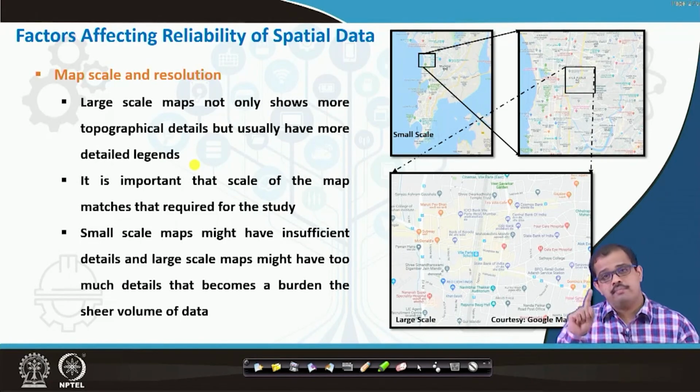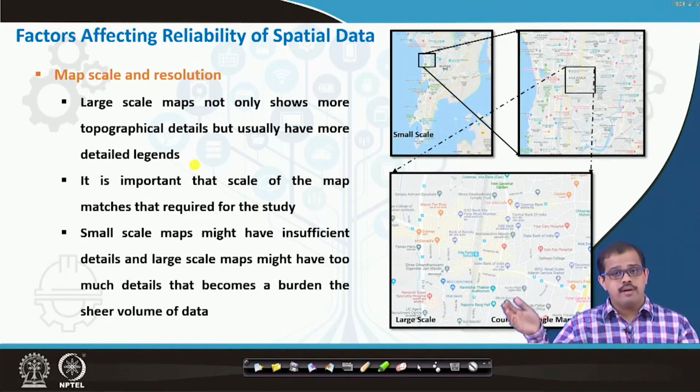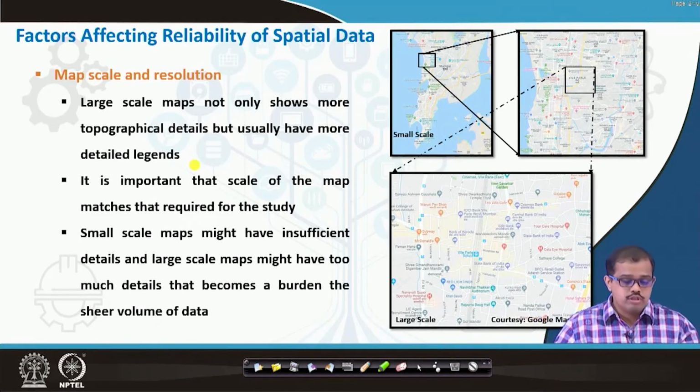So again, let me repeat what we understood in my previous session: we have large scale maps and we have small scale maps. Large scale maps give you a large amount of details, whereas small scale maps give you very few details. When I say small scale maps, these are 1:1 million, 1:50,000 maps. When I say large scale maps, compared to 1:1 million, 1:10,000 and 1:25,000 are large scale maps. Okay, so keep this in mind.